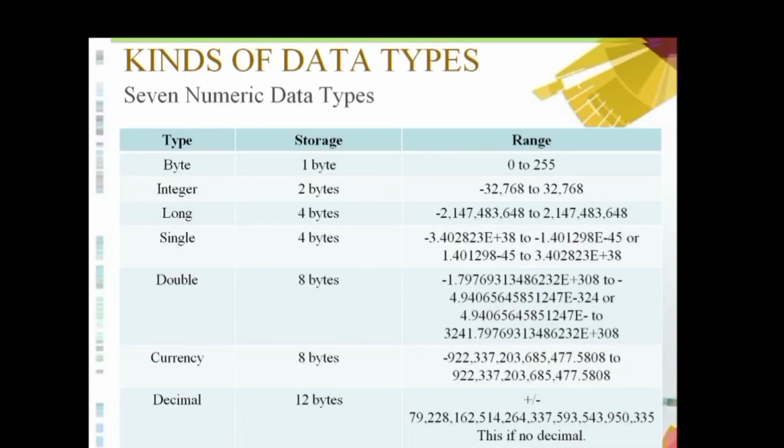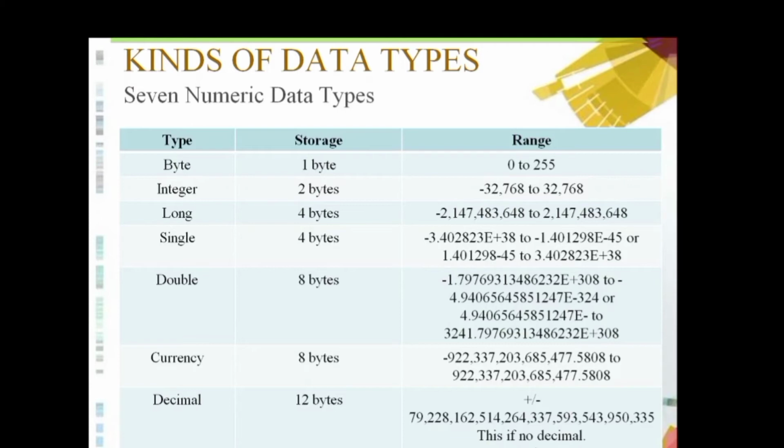Now here are the different kinds of data types that we can use in Visual Basic. We can also see the storage, that is, the memory taken by the variable to store the values, and the ranges that can be held by a variable. Here byte is 1 byte. Byte is a data type that can store 1 byte in our memory, and the range of byte is 0 to 255.